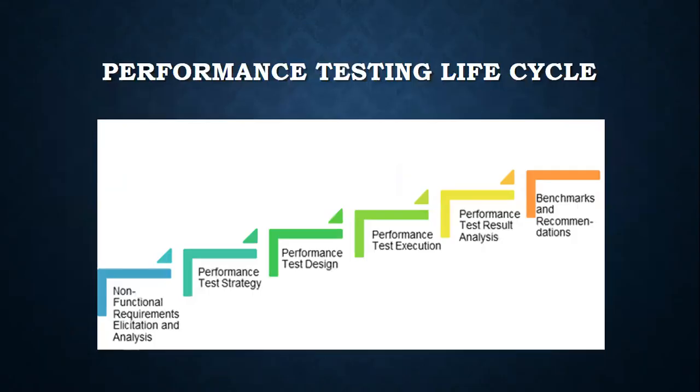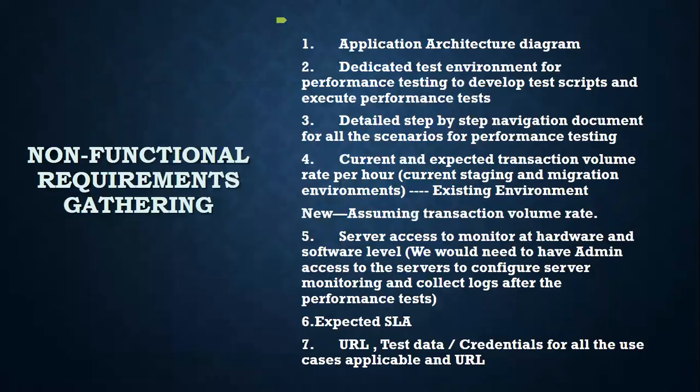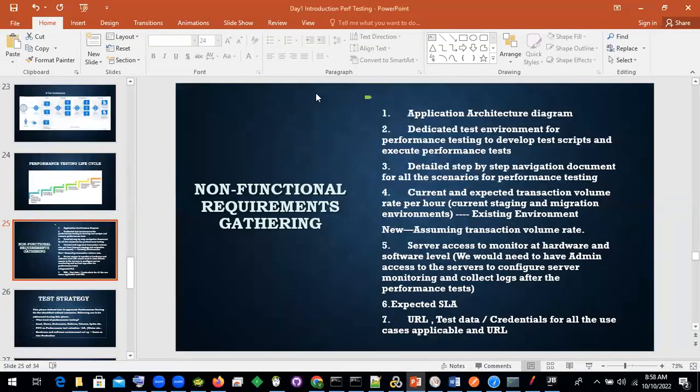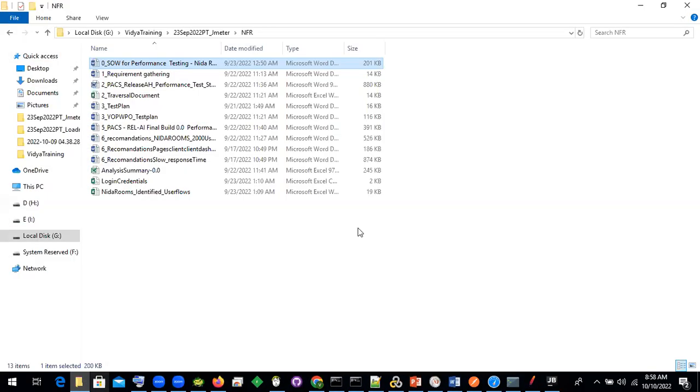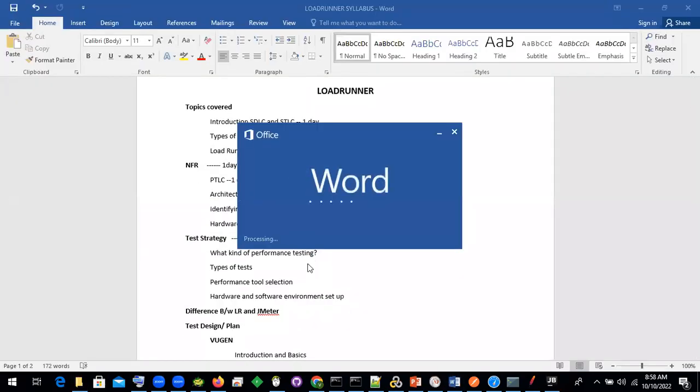And coming to the performance testing life cycle, I would like to show you the documents as well, how the performance testing will happen. If a new project signs off, how the application is, how the project is, and what are the documents we need, I would like to give a brief idea about that. So this is the performance testing life cycle. And before starting the non-functional requirement gathering, I would like to show you the sign-off document of performance testing.